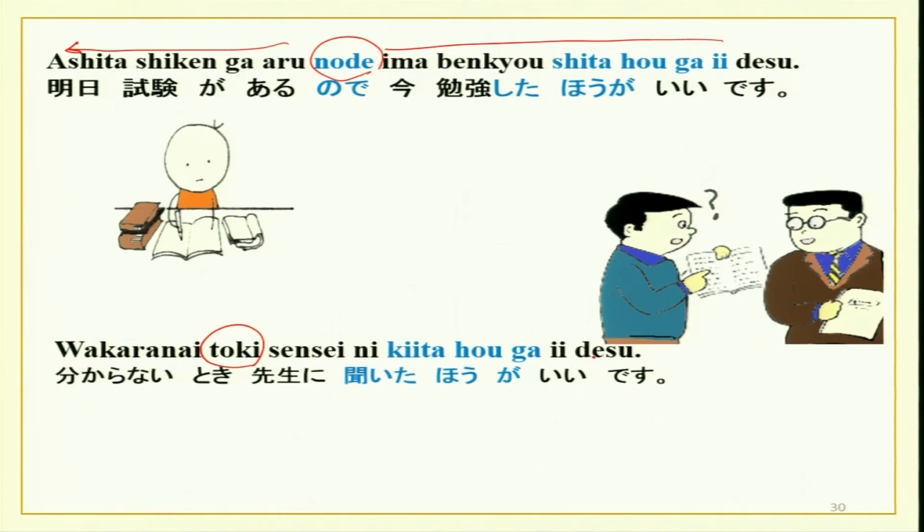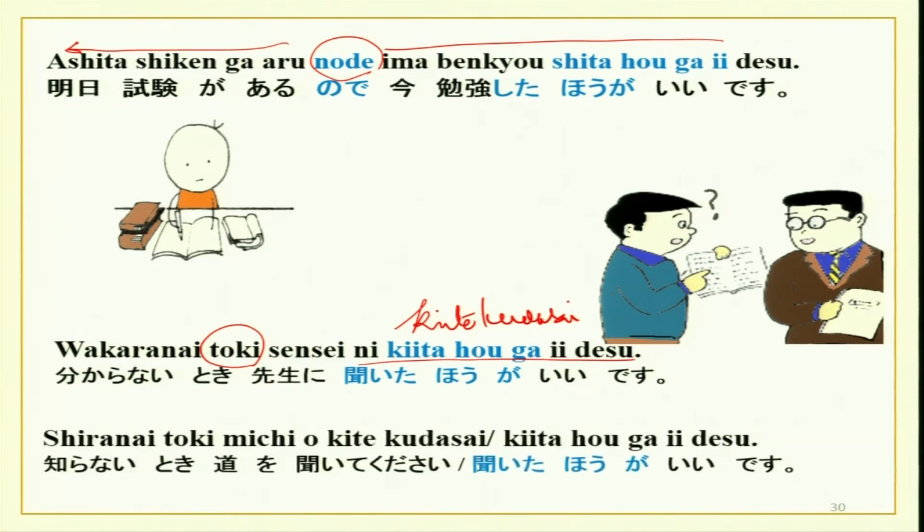Sensei ni kiita hoga ii. It is better that you ask sensei, or sensei ni kiite kudasai. Please ask sensei. Now, shiranai toki, michi o kiite kudasai. There is a small mistake over here, the double I, kiite kudasai. Kiita hoga ii desu. It is better that you ask.